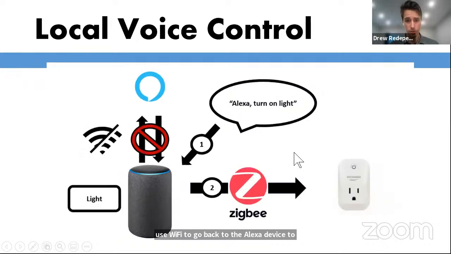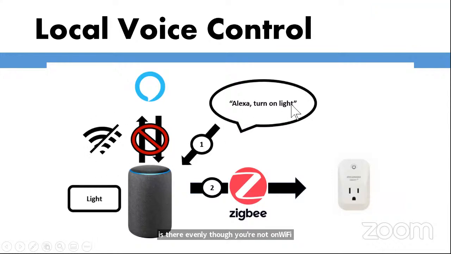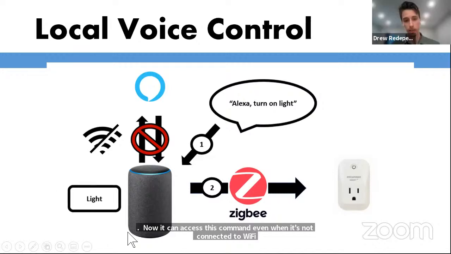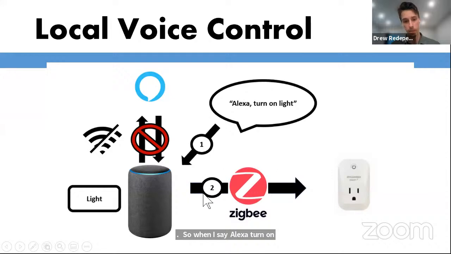However, with local voice control, when I connect a ZigBee plug up to my Alexa, it actually loads that command locally on the Alexa system. Sort of like when you load an app on your phone. That app's always there even if you're not connected to Wi-Fi. So it loads that name locally onto the device itself, and now I can access this command even when it's not connected to Wi-Fi. So when I say Alexa, turn on light, it can retrieve this command locally, which is loaded onto the system, and then it can send the command over ZigBee, which doesn't need Wi-Fi, to control my light. So now I can control all my devices and don't even need Wi-Fi.